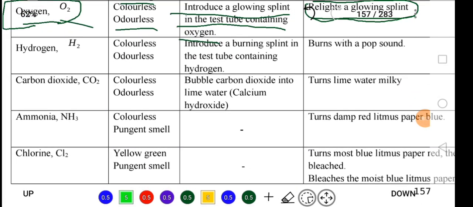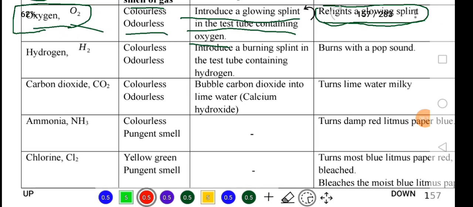Hydrogen gas. How are you going to know that there is hydrogen gas being produced in the chemical reaction? Again, hydrogen gas is colorless. You cannot see the color. Number two, it is odorless, meaning it does not smell. Now, the behavior of oxygen and the behavior of hydrogen on the burning splint or on the glowing splint is different.